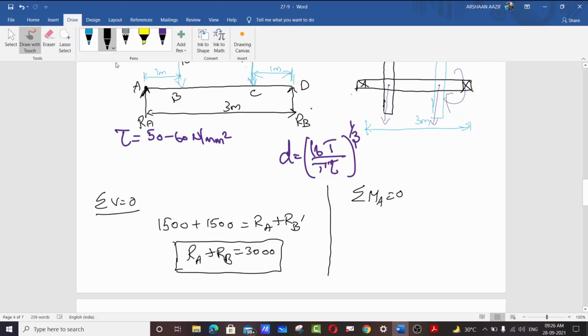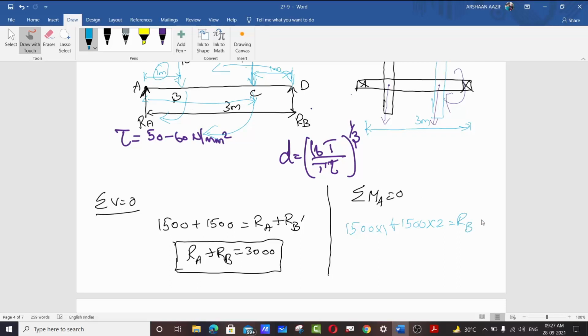Considering the other loads, this is a clockwise bending moment, this is a clockwise bending moment, and this is an anti-clockwise bending moment. Taking the clockwise on one side, 1500 into 1, the distance 1, plus again another 1500 into the distance 2. Out of the total 3, this is 2 meters.